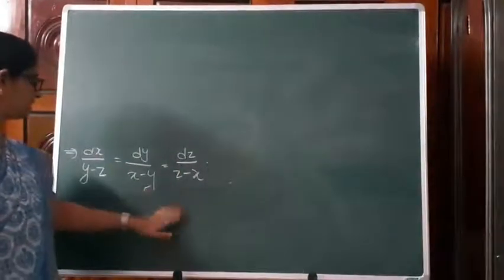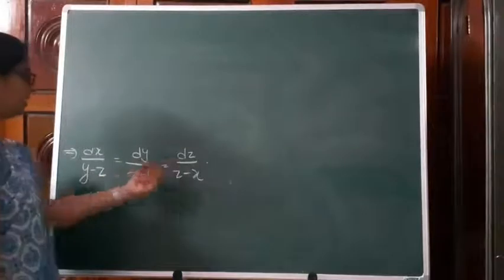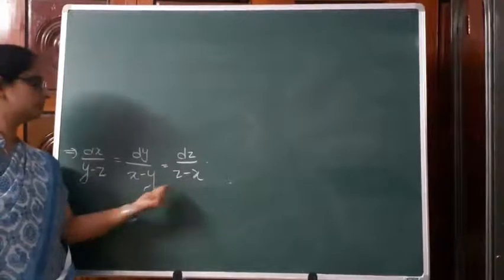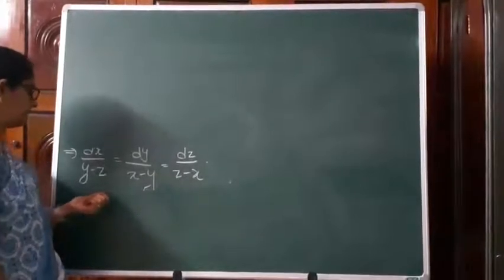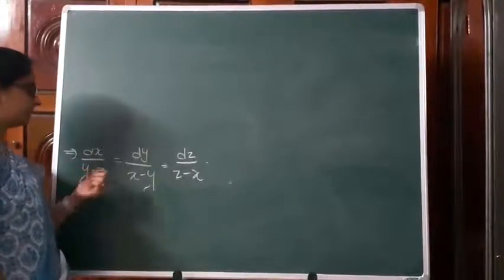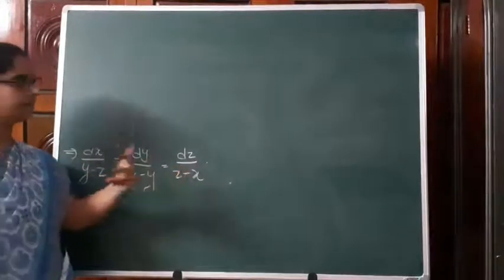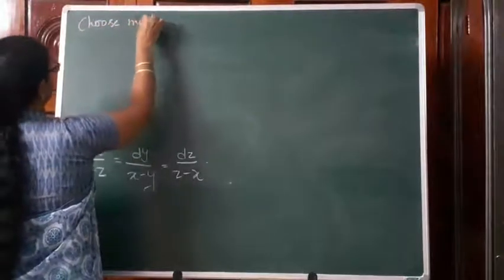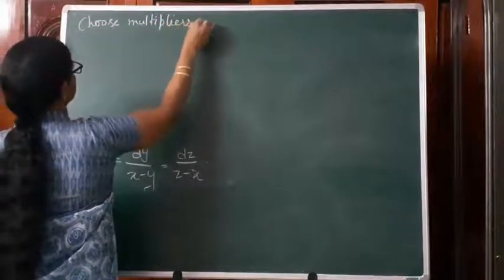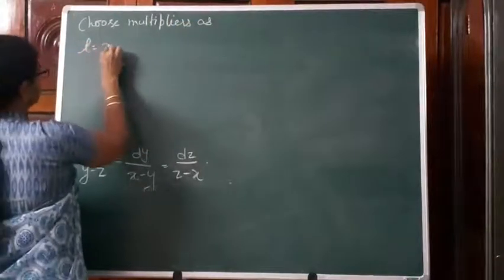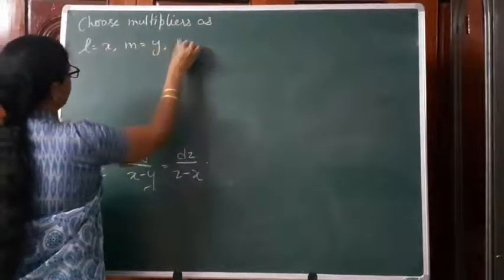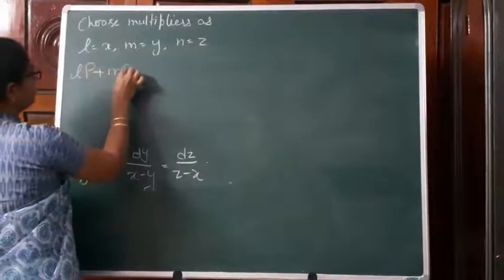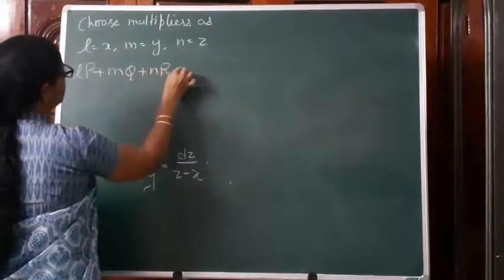Now let us search for another set of multipliers. 1, 1, 1 is over. We try for another set of multipliers. You just think, what can we take? So we can take l as x, m as y and n as z. Let us check that. So now choose multipliers as l equal to x, m equal to y and n equal to z, and let us check whether lP plus mQ plus nR is equal to 0 or not.